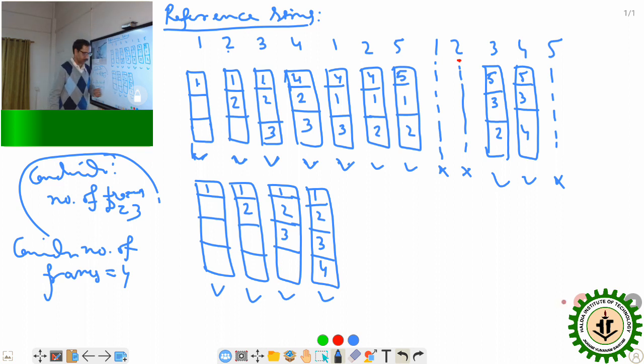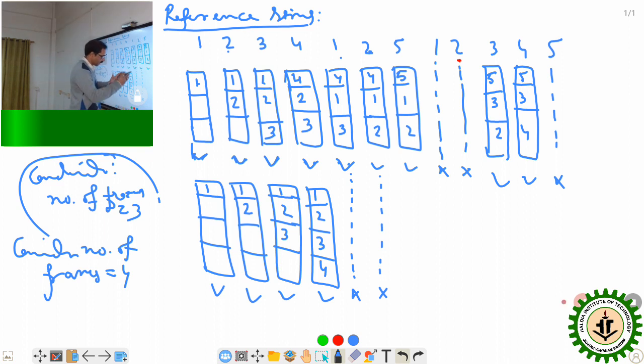Now the process needs to access page reference 1, which already exists in the memory. So in this case, no page fault occurs. Then 2, you see that the second frame already contains page reference 2. So no page fault occurs in this scenario also. Then 5 does not belong to the frame, so a page fault occurs for page reference 5.